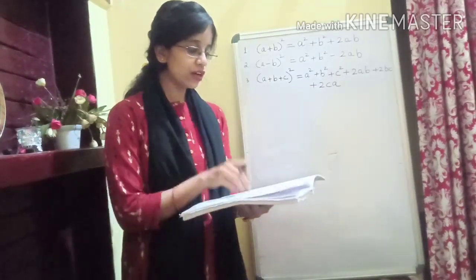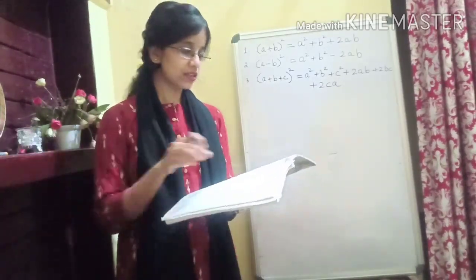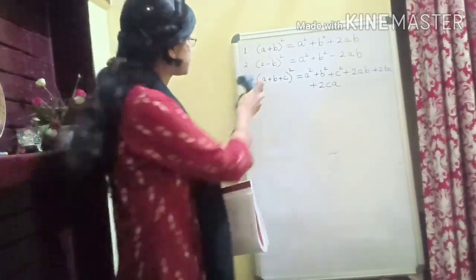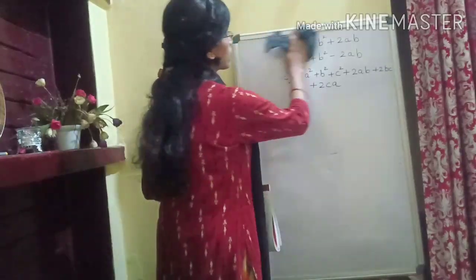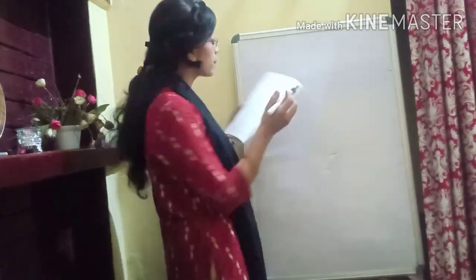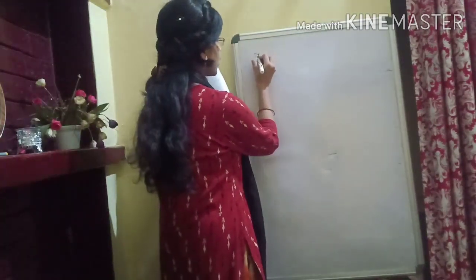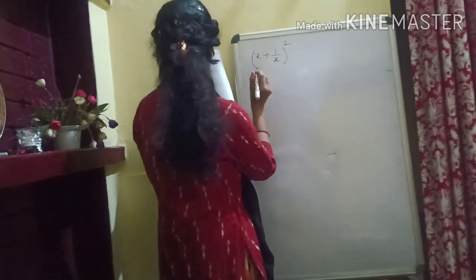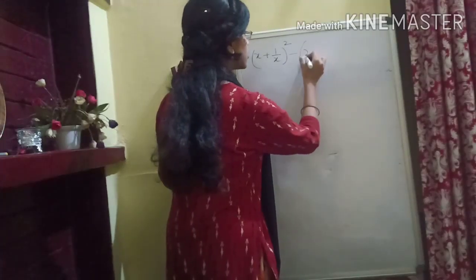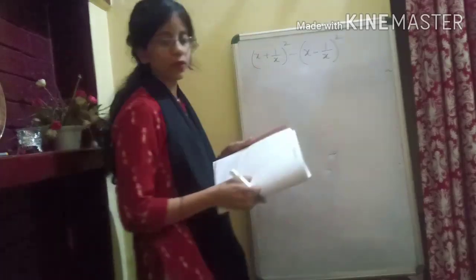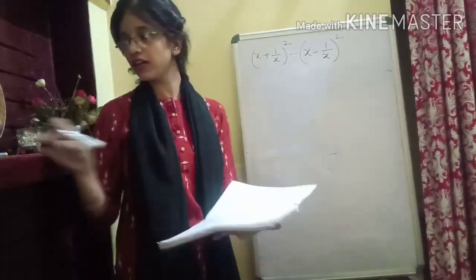So here I'm going to take some more questions and see how we are going to solve them. Here is one question. It is simply written: simplify (x + 1/x)² − (x − 1/x)². So this is your question, and it is asking you to simplify.